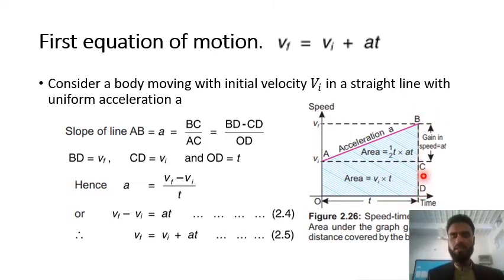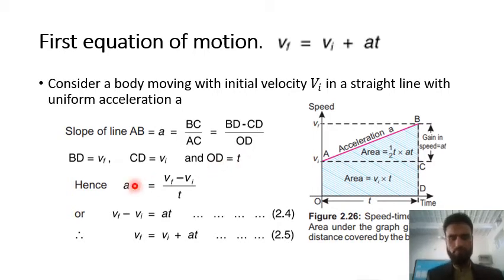Similarly, this BD line will be equal to VF. Similarly, this one is the CD line. Now this CD line is actually representing the initial velocity, so CD is equal to the initial velocity. Now the OD line is representing the time, so OD is equal to time.